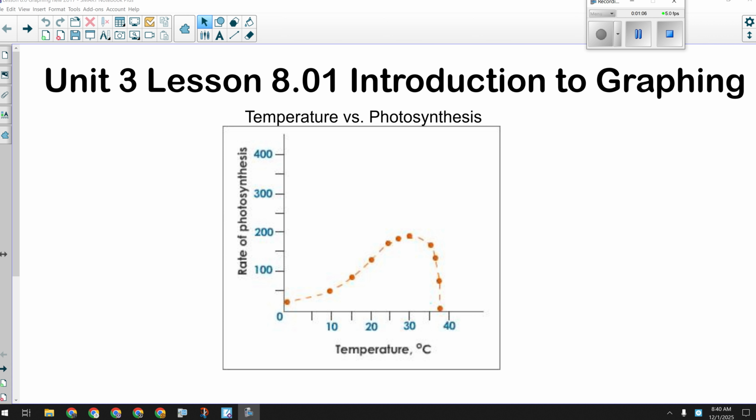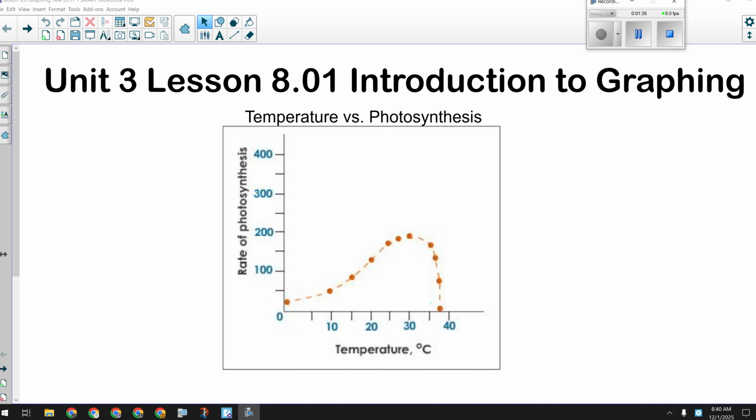Okay, and you might want to make a little note of this somewhere. The manipulated variable is always on the x-axis, and the responding variable is always on the y-axis. That way you can see what effect the manipulated variable has on the responding variable. If it goes up, if it goes down, whatever happens.